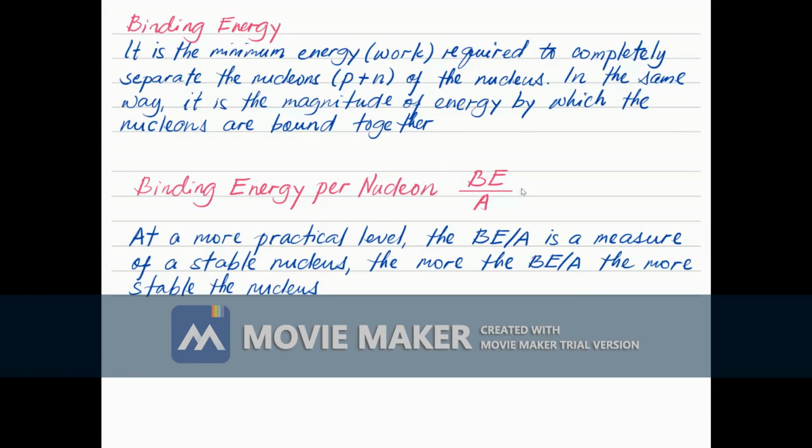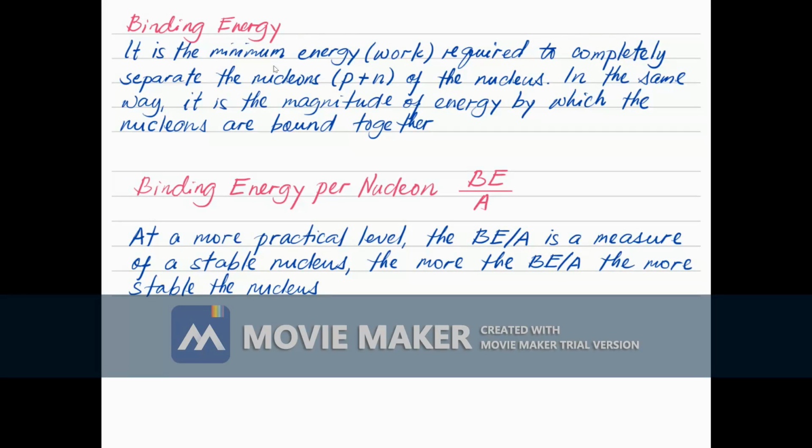The next topic is the binding energy. It's pretty important, and in the guide it comes out as one of the understanding topics. It is the minimum amount of energy required to completely separate nucleons, like protons and neutrons, of the nucleus. In the same way, it is the magnitude of energy by which the nucleons are bound together.